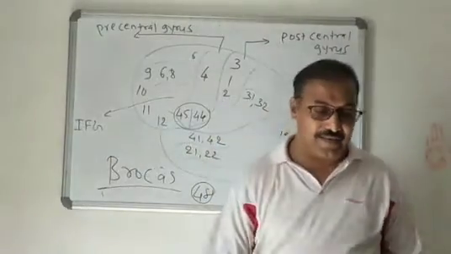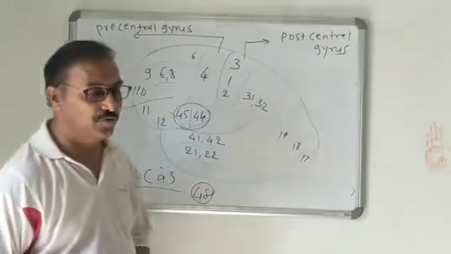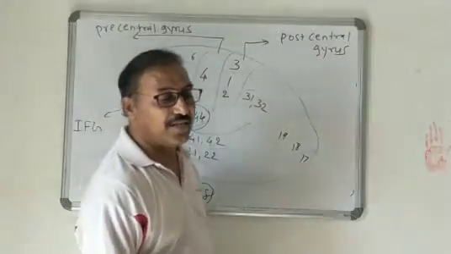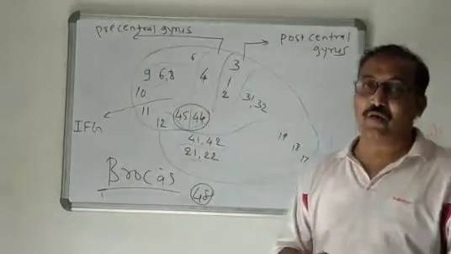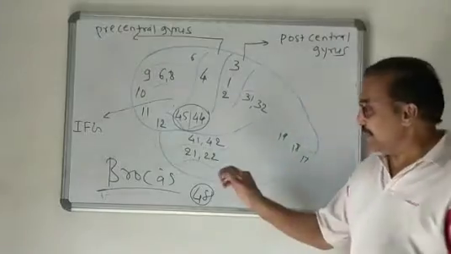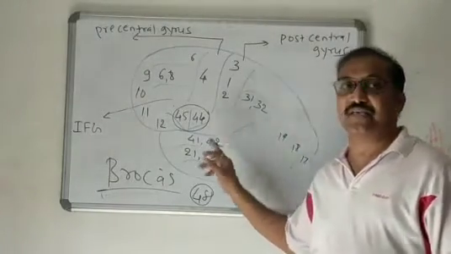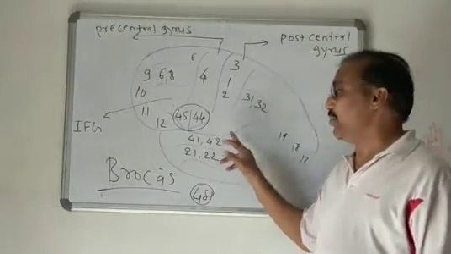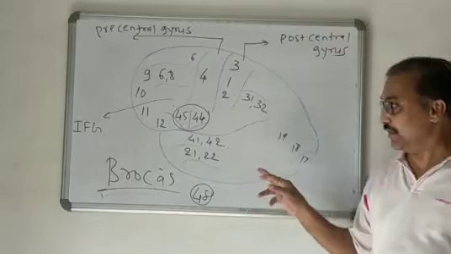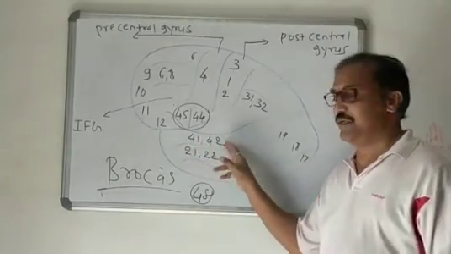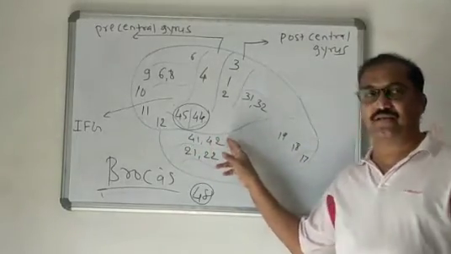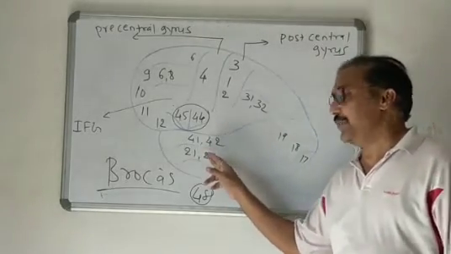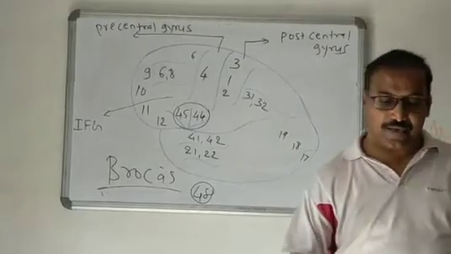Understand? Then another area, area number 41 and 42. That area is present in the superior temporal gyrus. This area is called the secondary auditory area, also called the audiopsychic area. This is the primary auditory area and this is the secondary auditory area. The number given to the secondary auditory area is 41 and 42; it is present in the superior temporal gyrus. And the primary auditory area, the number is 21 and 22, present in the middle temporal gyrus.